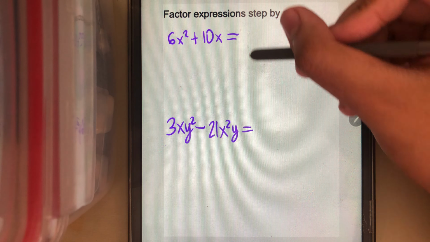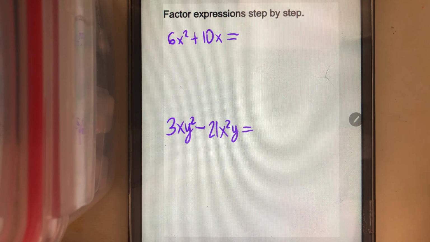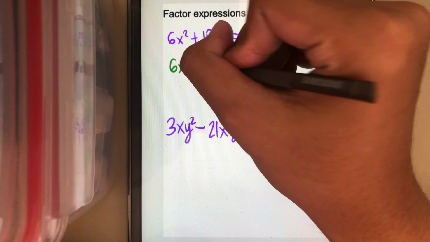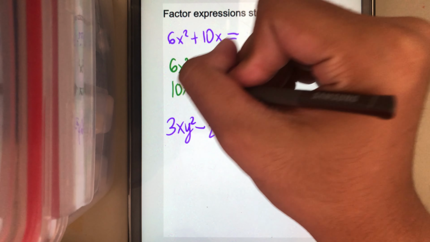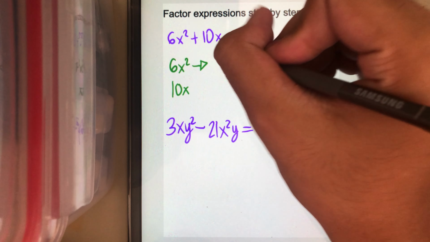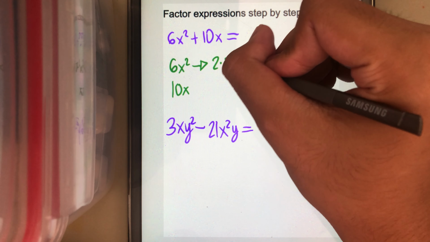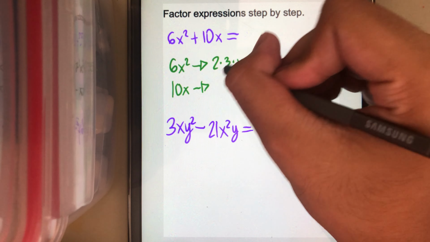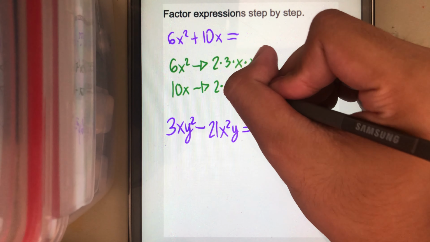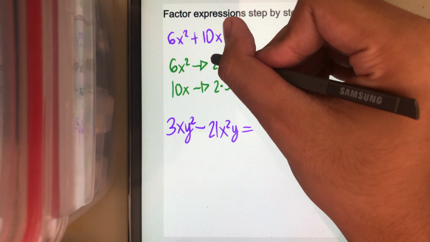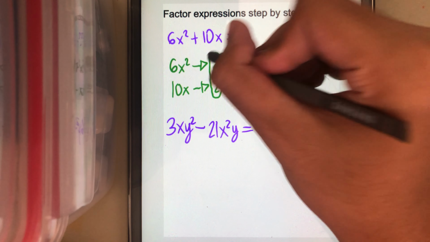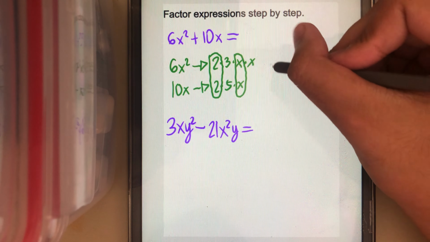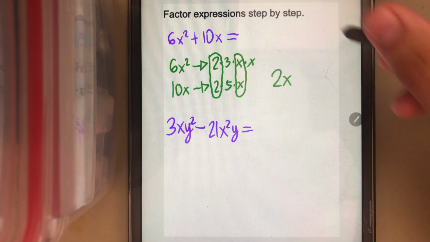Let's factor these two expressions step by step. Let's get the factors of 6x squared and 10x. 6x squared is 2 times 3 times x times x, and 10 times x is 2 times 5 times x. We have 2 and x as their common factor right here. So the common factor is 2x.